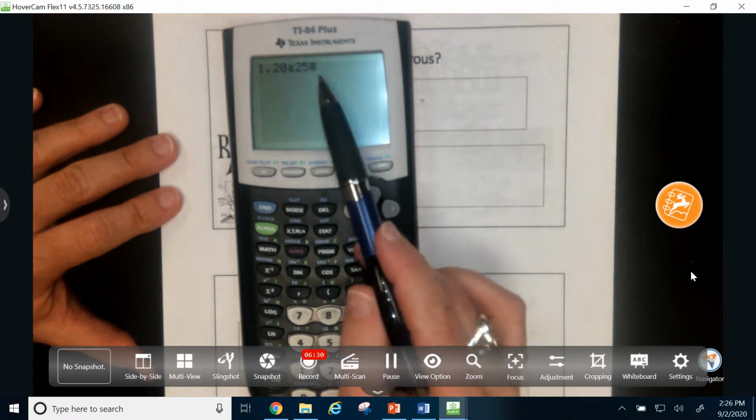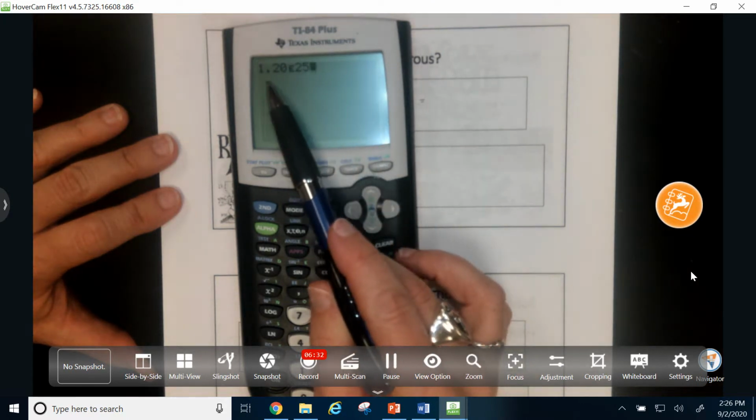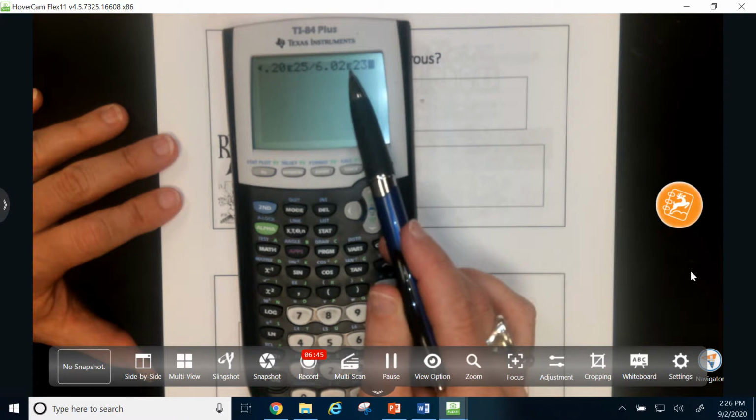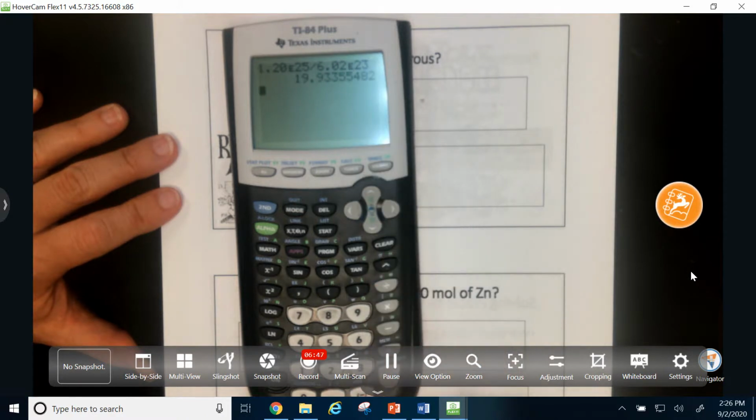Notice I do not put this up in the air. Everything is in line with itself. Then I'm going to put divided by. I'm going to do the same thing, 6.02. I'm going to push my second button, push my EE, use the exponent. That EE means times 10 to the. And then I'm going to push enter.